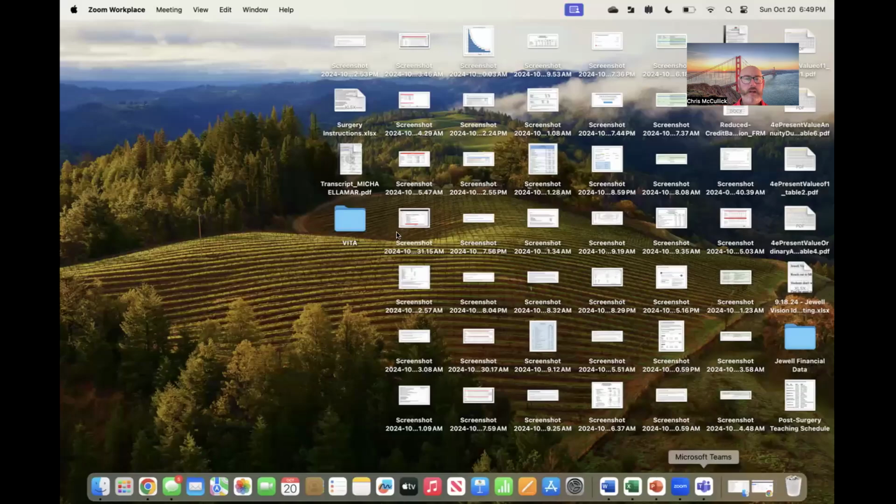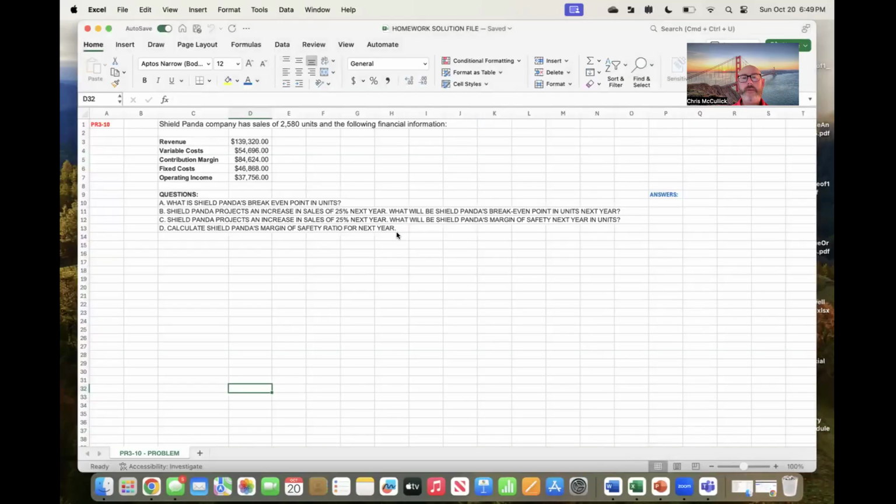Okay, we're going to do problem PR3-10. So I'm going to share my screen here. I've taken the problem from Connect and put it into Excel, and we're just going to solve it within this Excel program. Okay, it gives us information for Shield Panda Company. It says they have sales of 2,580 units, and the following information they have us in dollar values.